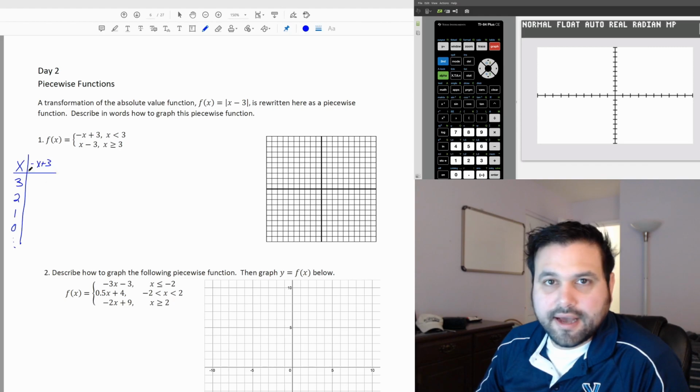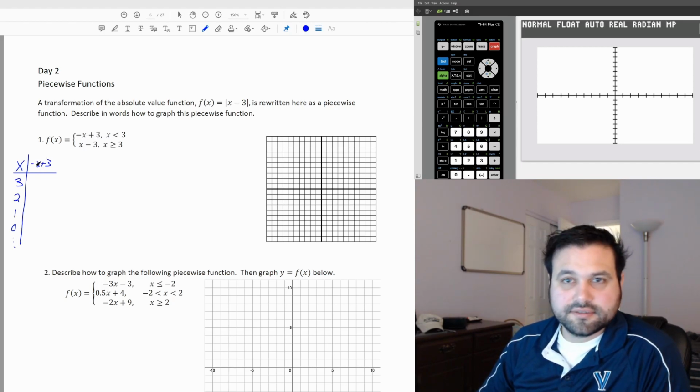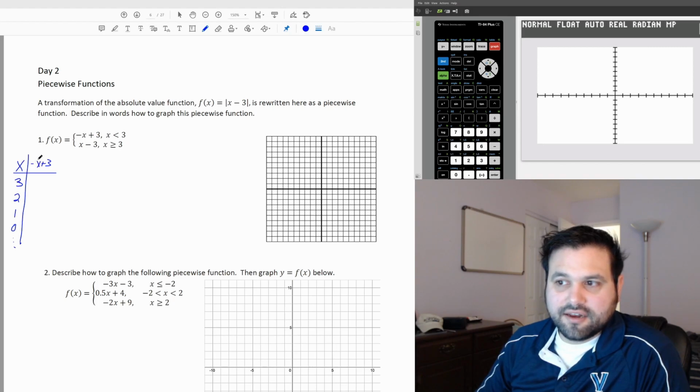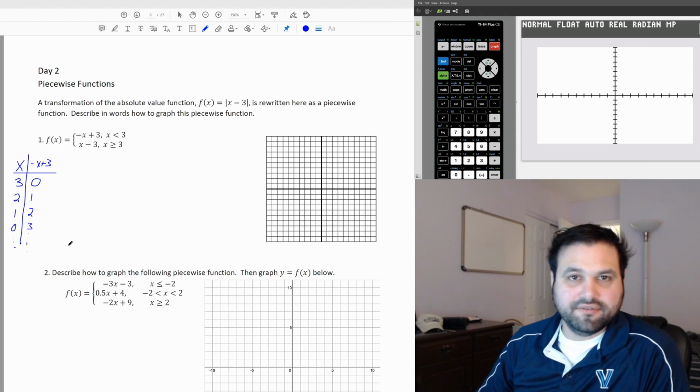Now, for the output, I just plug 3 into the correct rule. So we're talking about the first rule here. Plugging 3 in, it would be negative 3 plus 3, which is 0. Negative 2, now take the 2, plug it in. Negative 2 plus 3 is 1. Negative 1 plus 3 is 2. Negative 0 plus 3 is 3. And that will go on forever.